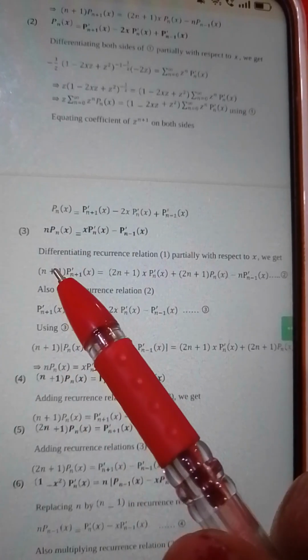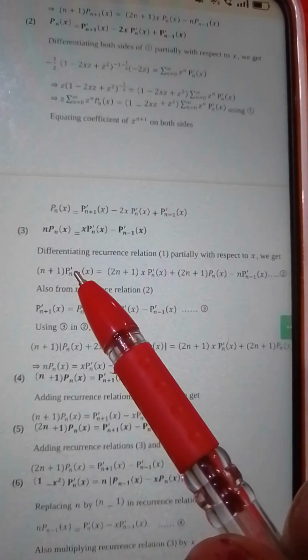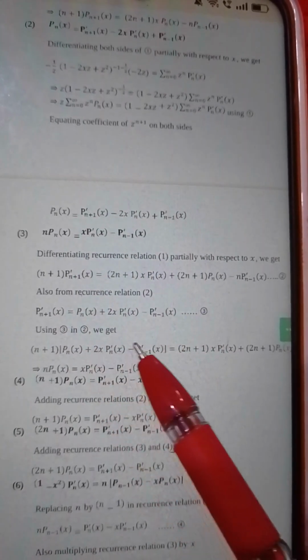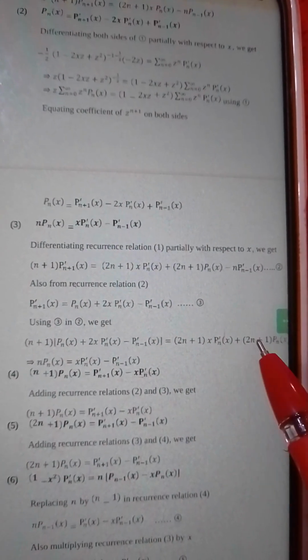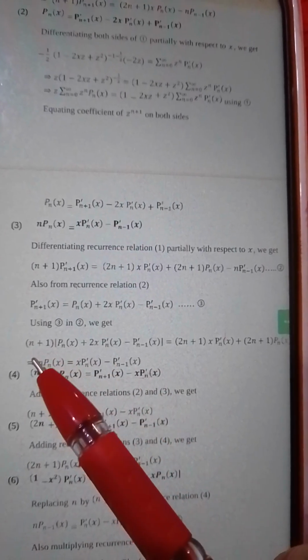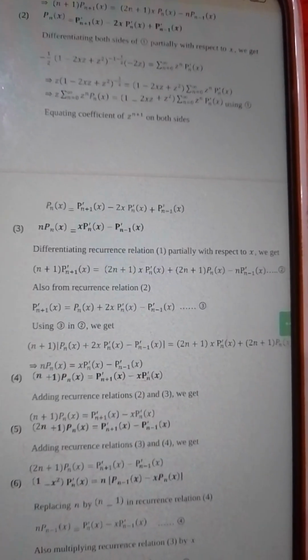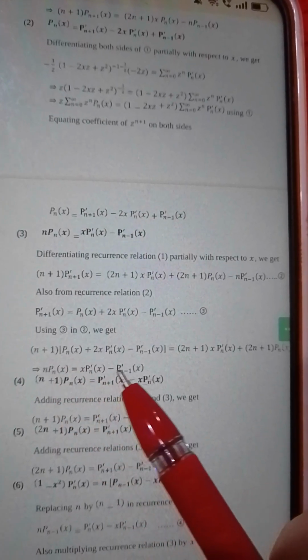So what we will get? n plus 1 as it is. p dash n plus 1, in place of p dash n plus 1, we are writing this. Otherwise the steps are the same. So what we will get? After solving it, after cutting, cancelling, we will get our third recurrence relation.